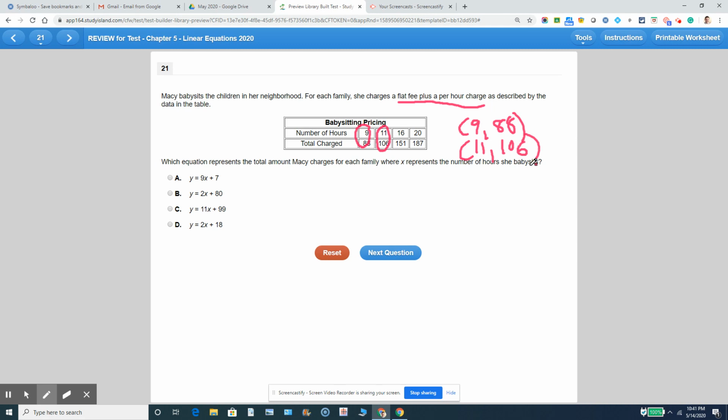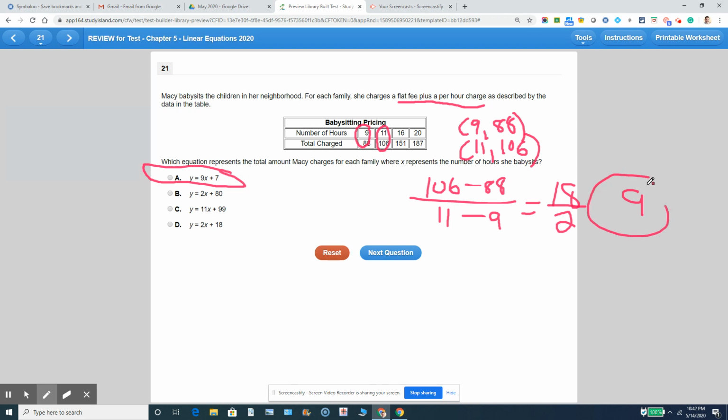Notice we have two other pairs we could also use. So find the slope between those 2 points. Your slope formula is y2 minus y1 over x2 minus x1, right? So the x's are easy. We get a change of x of 2. Now for our change in y, we have 106 minus 88. We get 18. And 18 divided by 2 is 9. So A is the only one that has a slope of 9.